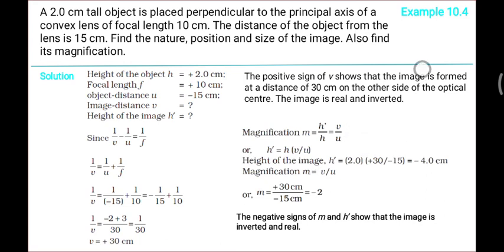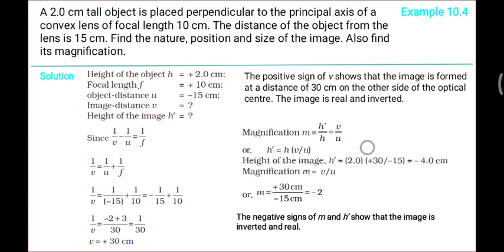Magnification m is equal to h prime upon h is equal to v by u. Here they are not asking to calculate magnification. At the end they are asking also for magnification, but in this task we are trying to find the image height, because object height is given. So using h prime upon h is equal to v by u, we have to find h prime, and h is multiplying here, so h prime is equal to v by u times h. So you can see this formula. Okay, it is very easy.